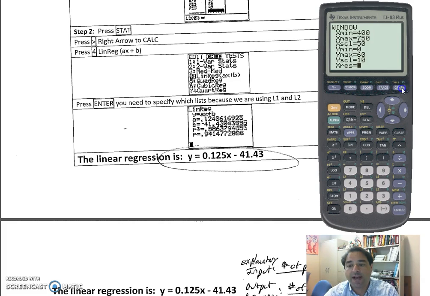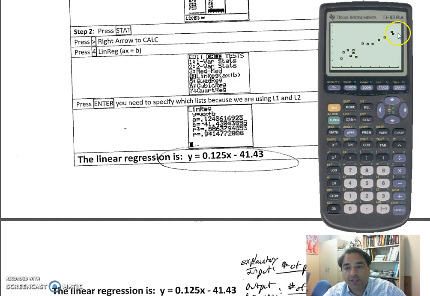So let's just hit graph. This was our scatter plot. Remember, in review, it's linear, positive, which means the more powerboats you register, the more manatees are killed, and it looks like a strong relationship.